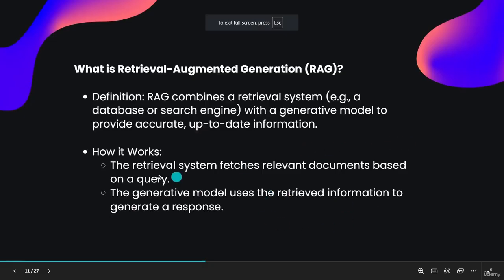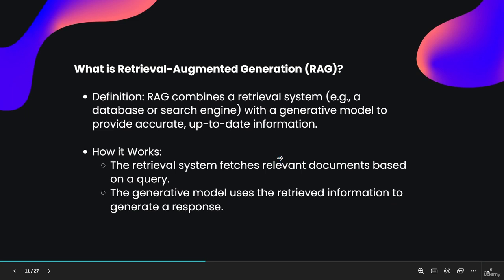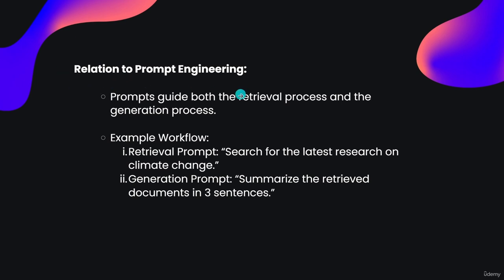So let's see how it works. As I said, the retrieval system fetches the relevant documents based on a query. It can be relevant documents, a search engine, a database, anything that takes the data from an external source. The generative model uses the retrieved information to generate a response. As we earlier discussed, perplexity.ai works like that. So what is the relation to prompt engineering? That is simple. Writing the prompt also comes under prompt engineering, right? Prompts guide both the retrieval process and the generation process.